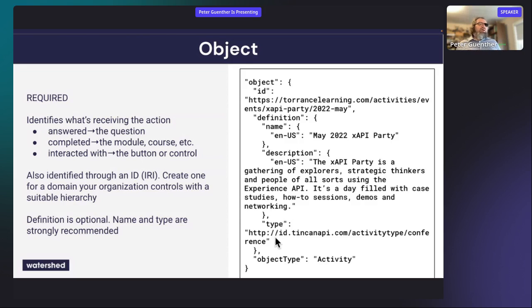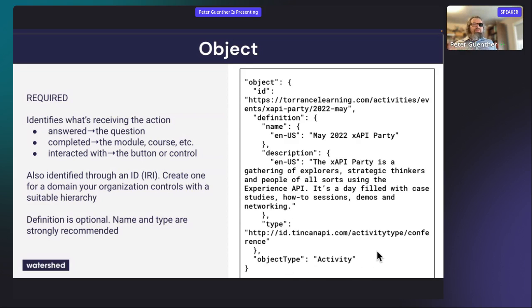The other thing that we always encourage people to include is the type. And so down here at the bottom of the definition, there is a standard activity type for a conference. So even though it says it's a party, we're going to call it a conference. Where do I find that? Same resources I pointed to on the last page, either the xAPI registry or the ADL's vocab server if it comes up and running. And then you're almost always going to include object type activity.